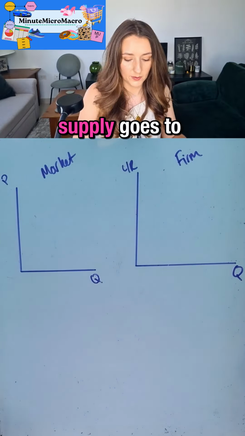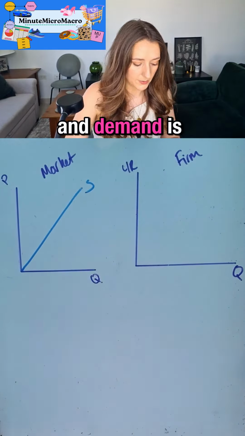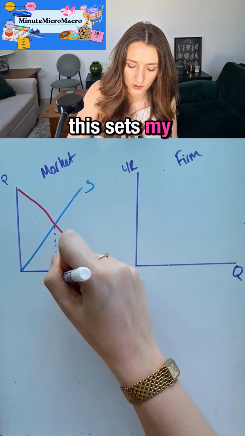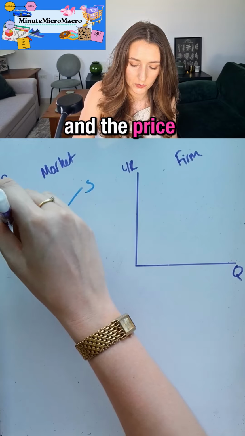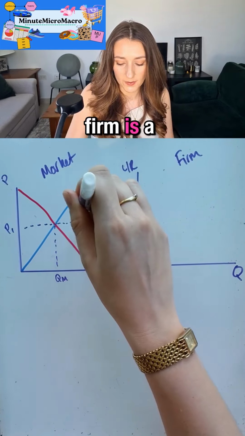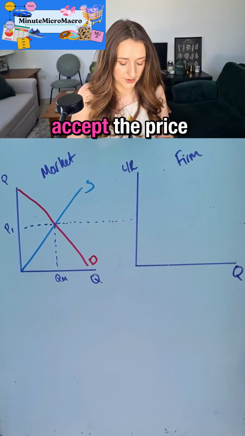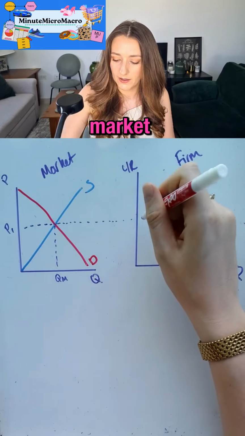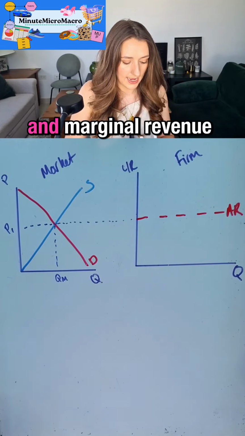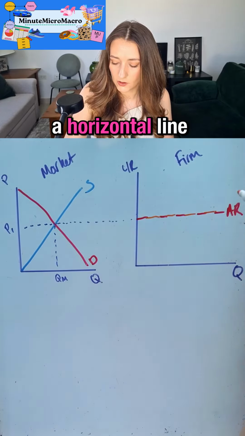We know that supply goes to the sky and demand is drawn downwards in a market. This sets my quantity being produced and the price it's going to clear at. We also know that a perfectly competitive firm is a price taker. They have to accept the price set by the market, which gives them a perfectly elastic average revenue and marginal revenue. That's drawn as a horizontal line.